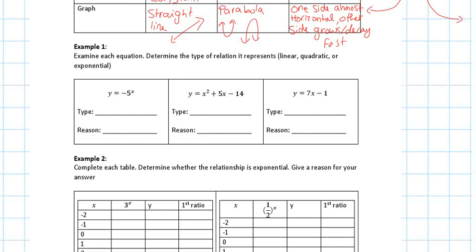So let's look at the first one. Determine the type of relation it is. Y equals negative 5 to the power of x. What is it? Exponential. And how do you know that? Because your exponent is a variable, right? Because it's to the power of x. That means your exponent is a variable, and this is how you know it's exponential. Your exponent has to be a variable. Okay?